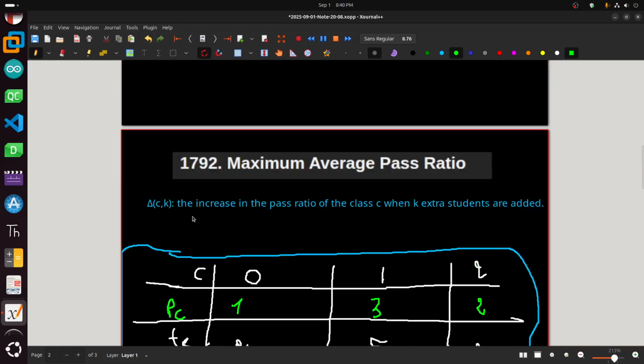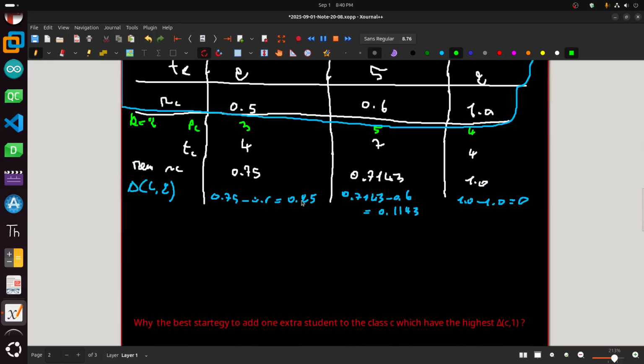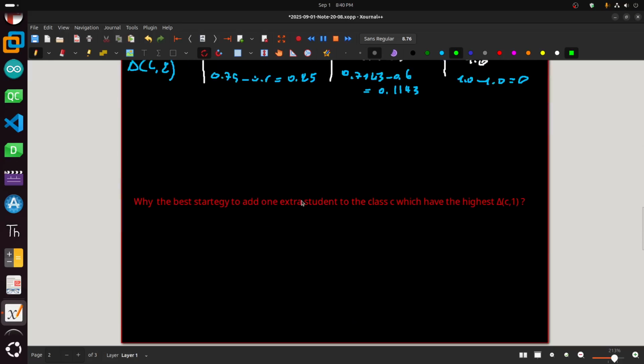So in general, delta C_k is the increase in the pass ratio of the class C when k extra students are added. So we have to answer the question why the best strategy is to add one extra student to the class C which has the highest delta C1. We add just 1, k equal to 1. Why?